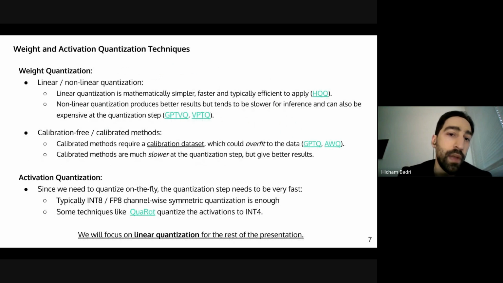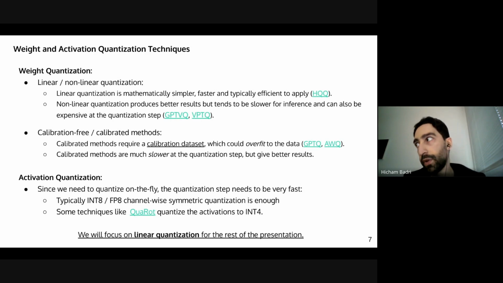There are different types of quantization. The most popular one, which almost everyone is using, is linear quantization. What that means is that the dequantization step is just a linear operation. You have some scaling and zeros, which we're going to talk about later. But basically, you can do that in a single instruction, a multiplication and addition. That's the simplest way of doing quantization.